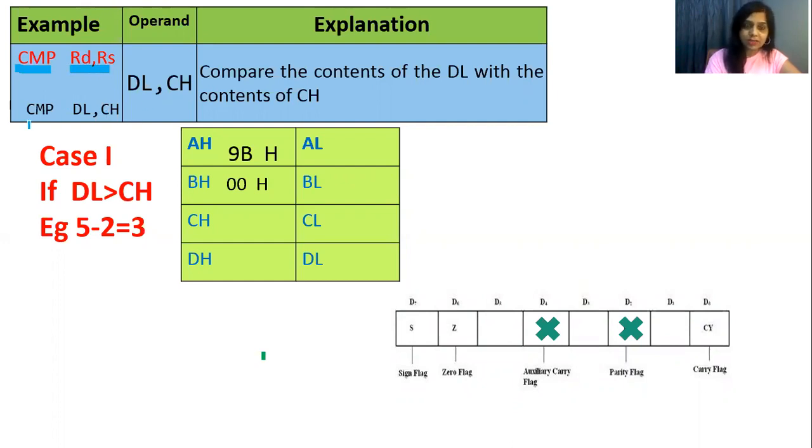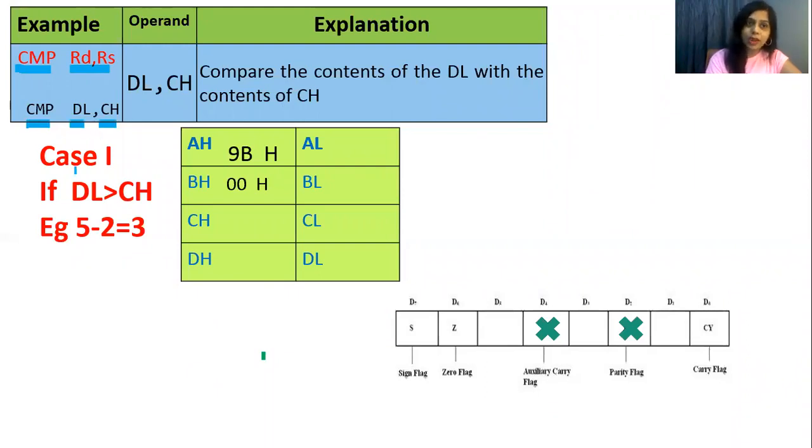Now let's take one example. Compare DL comma CH. This compare instruction is used to compare the data available in two registers. So when we compare two numbers, number A and number B, what are the possibilities? The possibilities are either A will be greater than B, or A will be equal to B, or A will be less than B. Other than these three possibilities, there is no fourth possibility. So we will take these possibilities one by one.